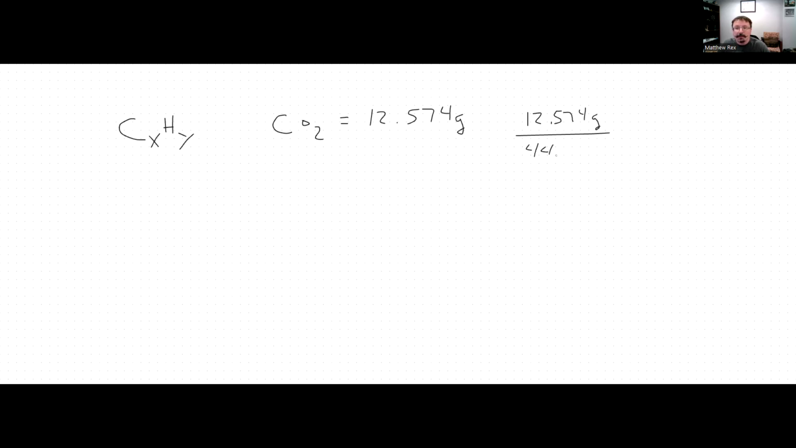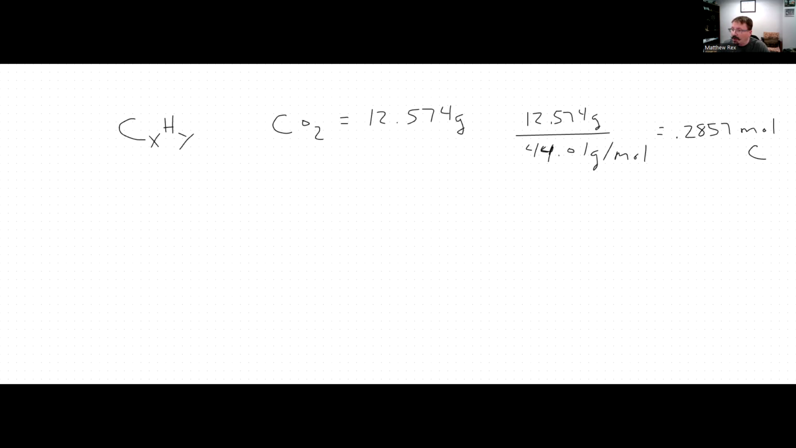So that should be 44.01 grams per mole. So if I take the 12.574 divided by that, I see that that is 0.2857 moles of CO2. And for every one CO2, I only have one carbon, so it's the same number of moles of carbon.